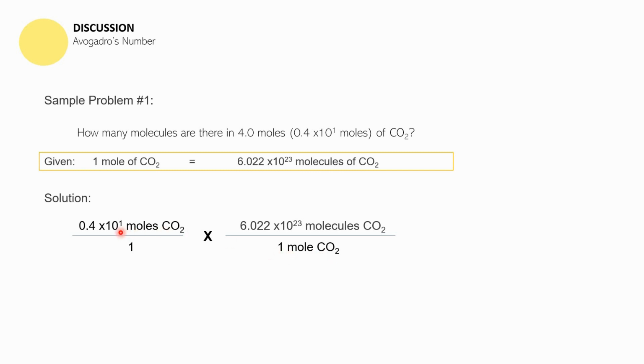If you have 0.4 times 10 raised to the first power moles of carbon dioxide, you do not know how many molecules it has. But you know that if you have 1 mole of carbon dioxide, it has 6.022 times 10 raised to the 23rd power molecules of carbon dioxide. That is what you know from the table of equivalence, but not the 0.4 times 10. This is what you know, 1 mole. You do not know 4 moles. I hope that is clear.